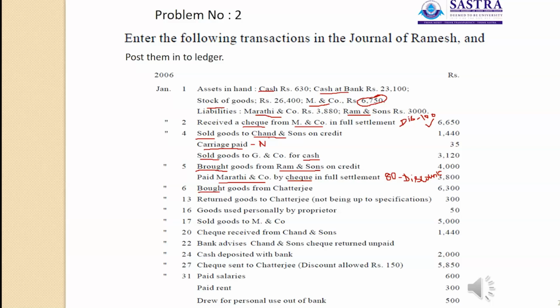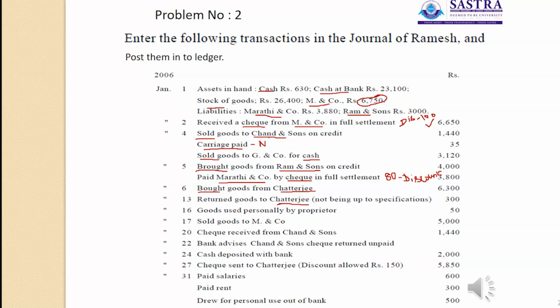Then bought goods from Chatterjee. That is purchase account and another one is Chatterjee account. Then returned goods to Chatterjee. That is purchase return, which we have not specified before. So the goods are returned to Chatterjee: Chatterjee account debit to purchase return account credited.